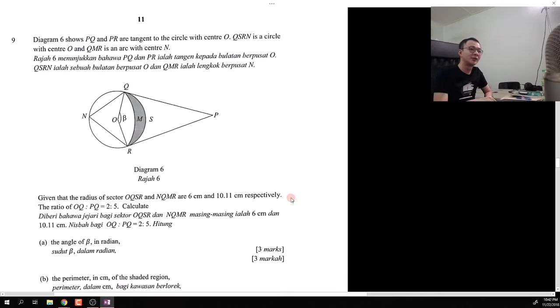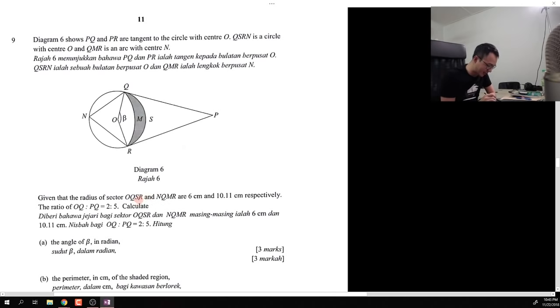Alright, so yeah, question number 9 here. The diagram 6 shows PQ and PR are tangent to the circle. So tangent means it will be 90 degrees. QSRN is a circle with center O, and QMR is the arc with the center N. Given the radius of the sectors, you have two different radii here.